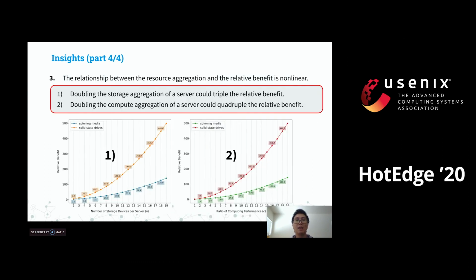And finally, an emphasis on the impacts of resource aggregation on the relative benefit. Specifically, the figure on the left shows that when we double the storage aggregation of a server, the result is a 3 times increment in the relative benefit. The figure on the right shows that when we double the compute aggregation of a server, the result is a 4 times increment in the relative benefit.